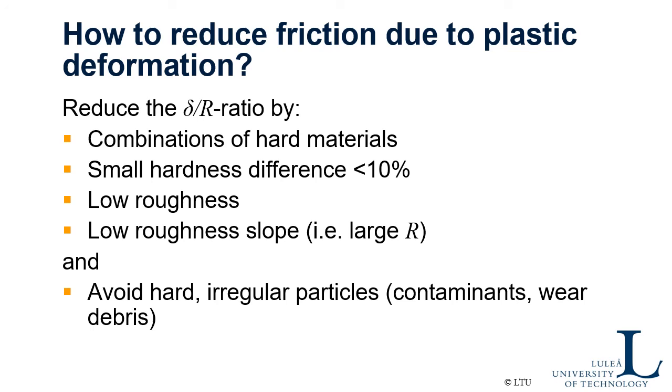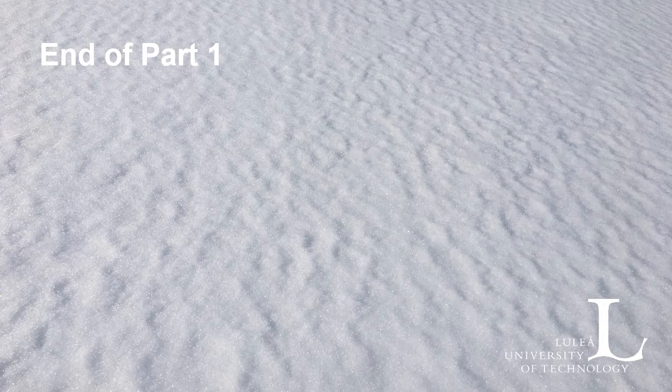And of course, if you want to reduce the friction, you should avoid hard irregular particles, contaminants, or wear debris. Or vice versa, if you want to increase the friction, you should use hard irregular particles like sand. Okay, so that's the end of part one, and that was about abrasive plowing type of friction, and in part two I will discuss adhesive friction. Thank you very much.